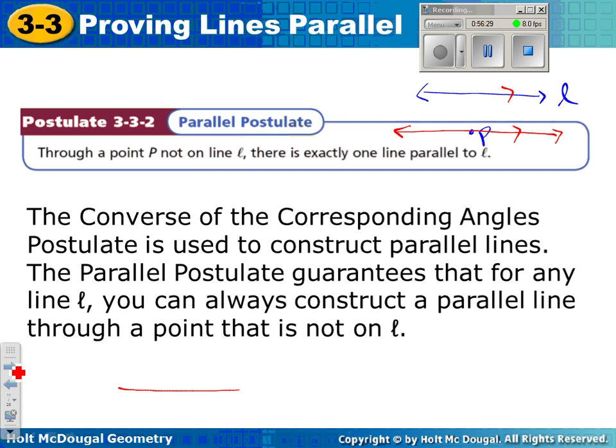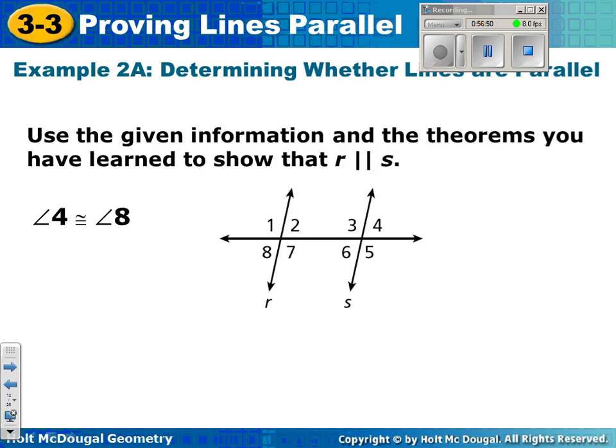So if you have a line and you have a point not on the line, how many lines can you draw through this point that would be parallel to that line? I can draw a lot of lines through the point, but how many of them would be parallel to this line? Only one. Any other line I draw is not going to be parallel. Okay. There should be 4 proofs left? All right, so on this one, 4 congruent to 8.